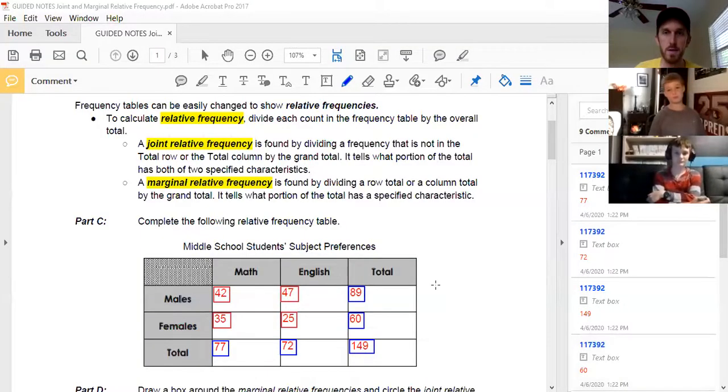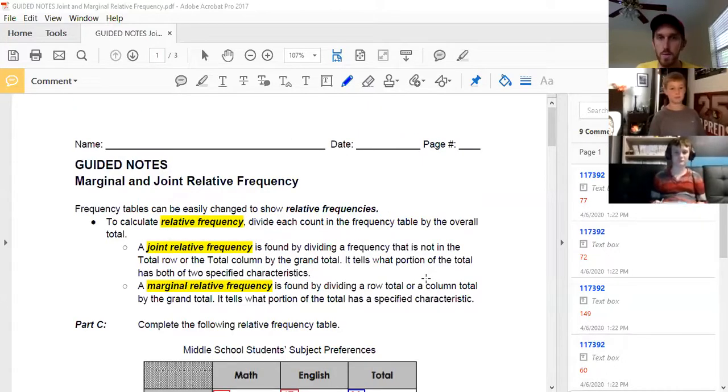So please make sure that you have your guided notes up. The guided notes for today is topic 10, which is marginal and joint relative frequencies. Again, sounds super fancy, but is pretty not fancy. And also make sure you have a calculator ready, because we're going to be using it for some basic stuff here.